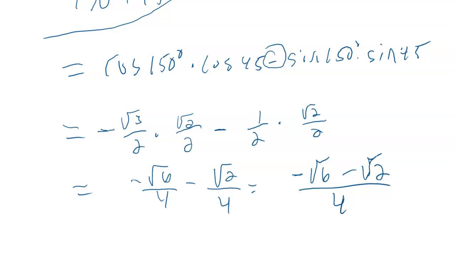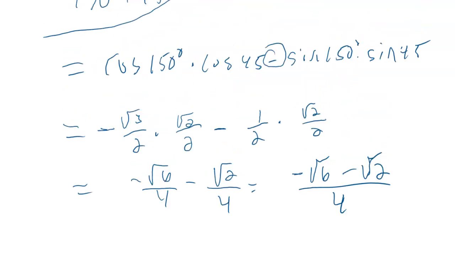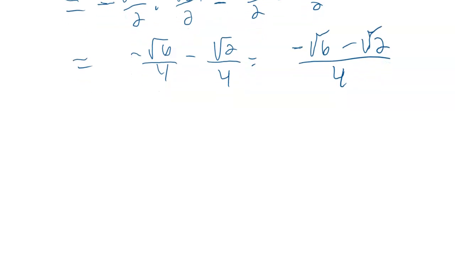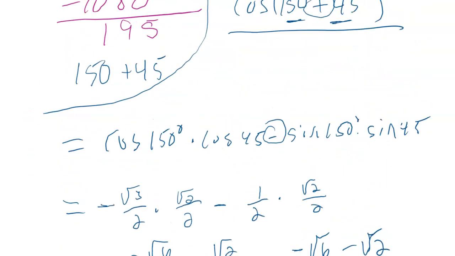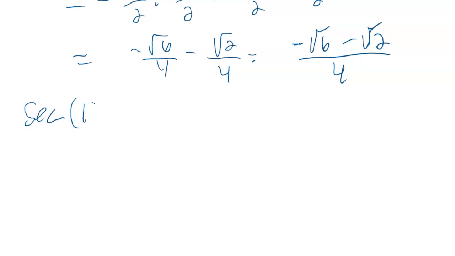But I'm going to double check the answer. Make sure we're good. Let me pull up the answer key. Oof. Okay, so we're not solving for cosine, so what we have to do with this is reciprocate it. So remember, we're trying to find secant of 1275, which is equivalent to secant of 195, which is equivalent to 1 over cosine of 195.